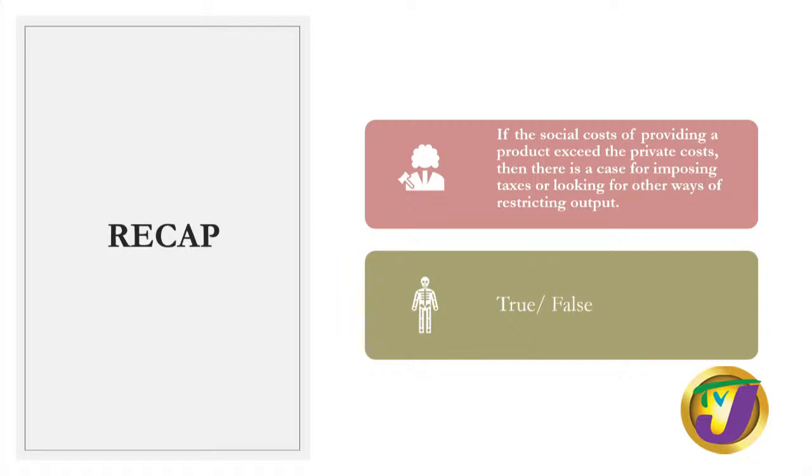Next question. If the social costs of providing a product exceed the private costs, then there is a case for imposing taxes or looking for other ways of restricting output. So let me say this another way. If the cost to society is greater than the private costs, does that mean that we should impose a tax? Should the government impose a tax if the cost to society is greater than the private cost? Yes, because this means that there is a negative externality.